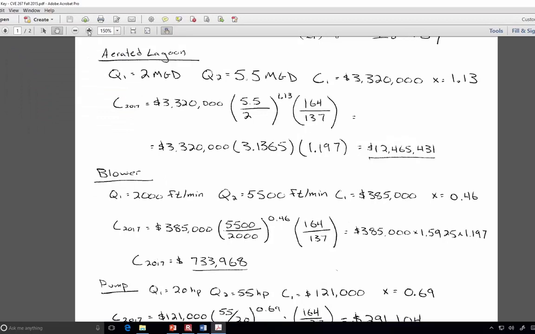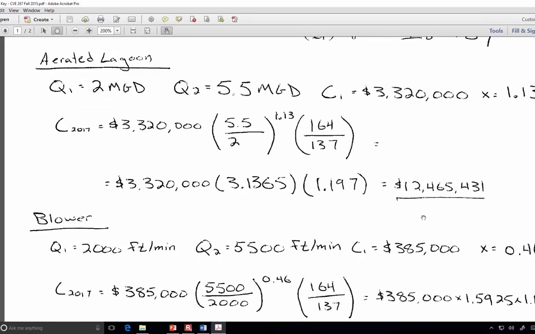All right, let's talk about the different pieces of the cost estimation here. We're trying to find out how much this new aerated lagoon is going to cost to construct based on data we have from several years ago. The new one is bigger. The original cost was $3.3 million, and there's a difference in size and a difference in time.